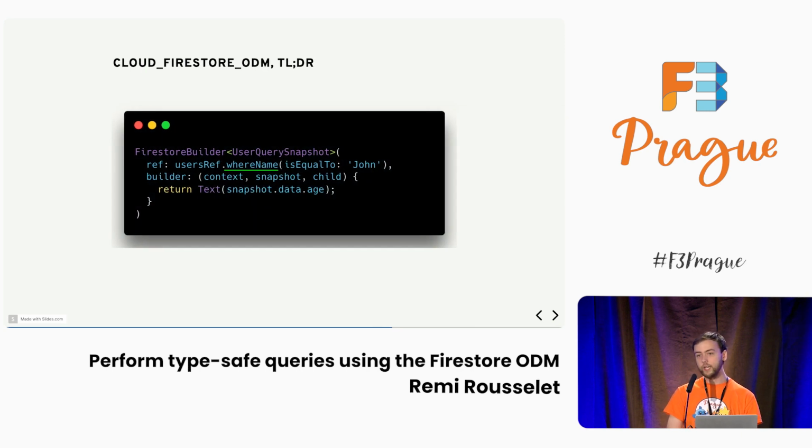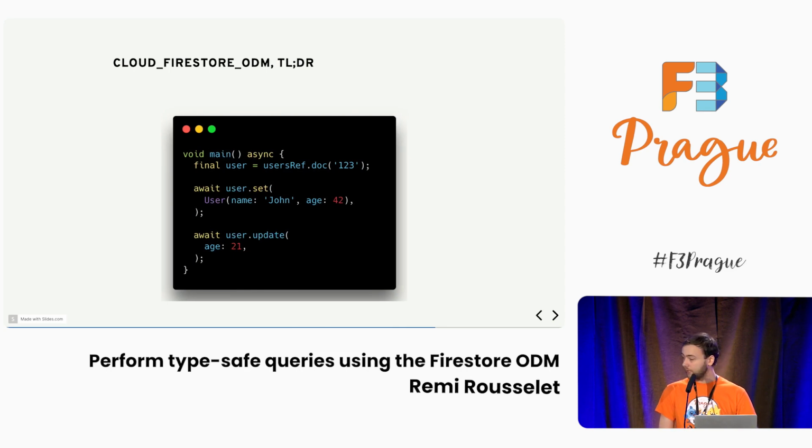But also, we now get extra superpowers when we do our queries. We no longer have to do where and pass the string name. Instead, we have one specific method generated for every field of your object. So if there is a property name on your user object, you can do where name directly. And the bonus point is that with this where name, the parameters are also typed. So if you want to pass isEqualTo and you try to pass a Boolean, you'll get a compilation error because the ODM knows that it's expecting a string.